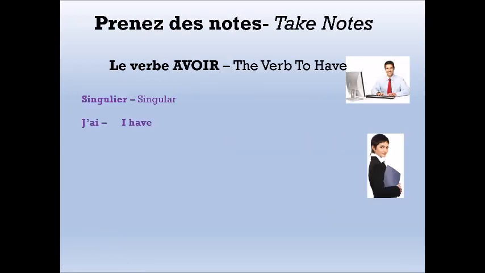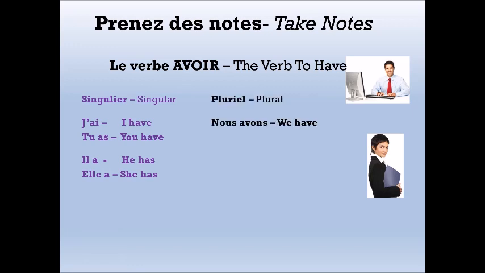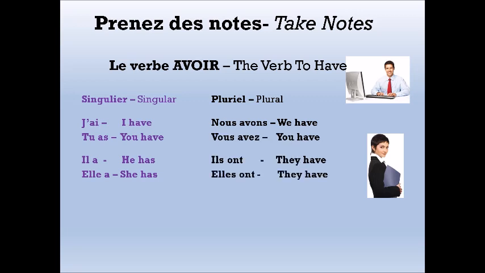We're going to look at the verb to have. J'ai, I have. Tu as, you have. Il a, he has. Elle a, she has. Pluriel. Nous avons, we have. Vous avez, you have. Ils ont, they have. And elles ont, they have. So let's continue.